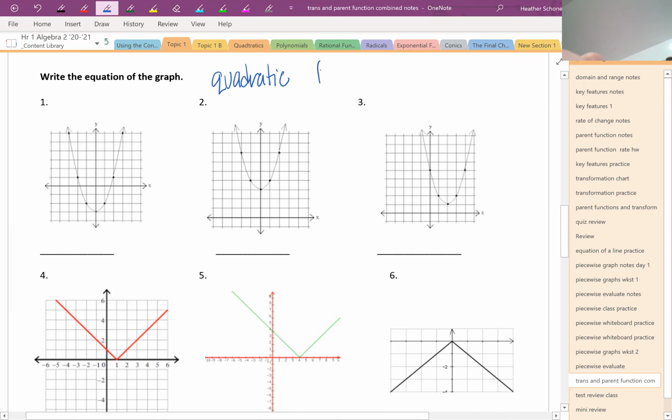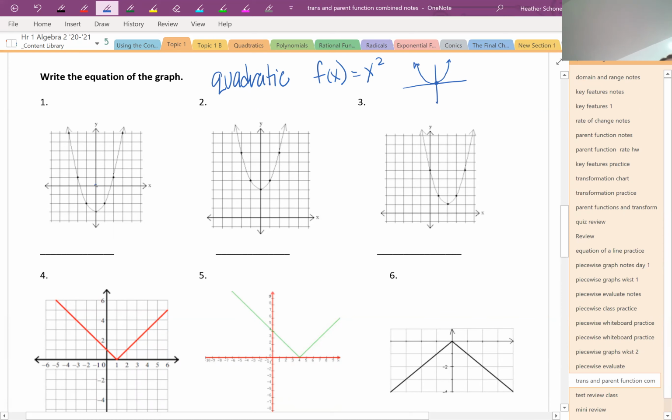And the parent function for that is f of x equals x squared. So now that we know the parent function, we want to try and write this equation. Well, let's think about what that graph looks like. The middle of that graph is going to be right there at 0, 0. So based on where that middle is, we can decide how the graph got shifted.